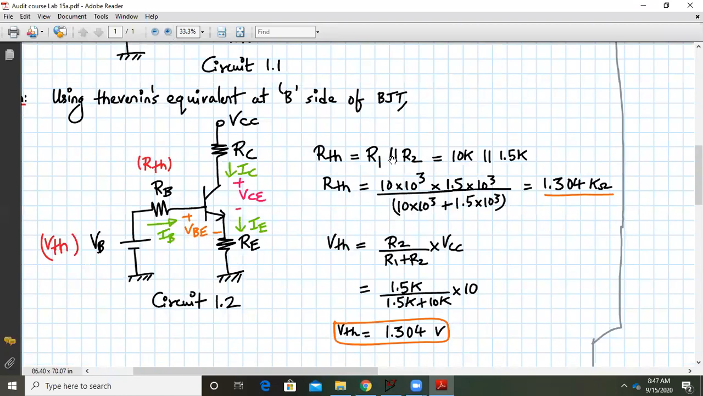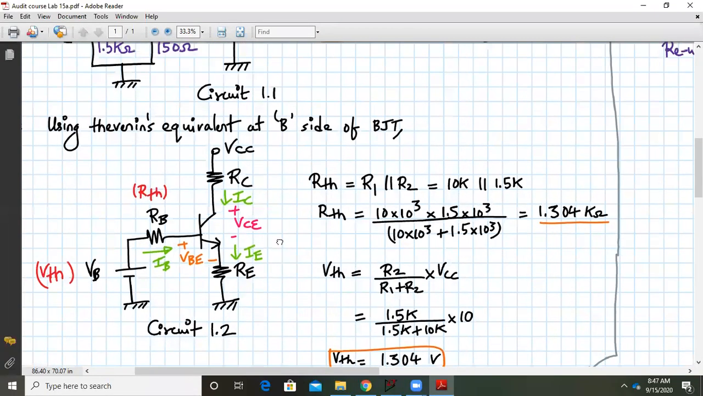After applying the Thevenin's equivalent at the base, the circuit looks as follows. We will mark the various terminal currents. The current entering the collector terminal is called IC. The current entering the base terminal is called IB. And the current leaving the emitter terminal is called IE. We have also marked the voltage between the base and the emitter as VBE and between the collector and the emitter as VCE. First of all, we need to find RTH and VTH.